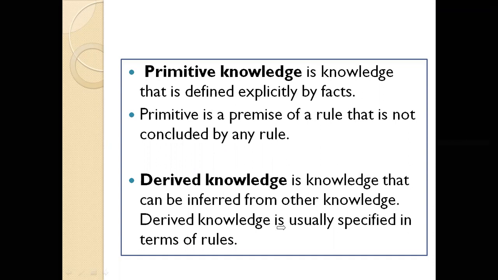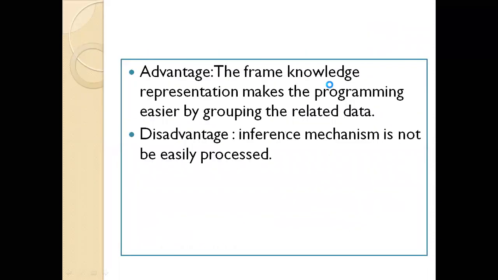And derived knowledge is usually specified in terms of rules. See, primitive is the main one. You can consider it a fact, a premise of a rule that is not concluded by any rule. But on the contrary, derived knowledge is derived from others, while primitive knowledge itself is a fact. Got it? So I hope the concepts of primitive knowledge and derived knowledge are clear to you. Now, as you have all the terms involved in the question, I hope you are in a position to answer it.